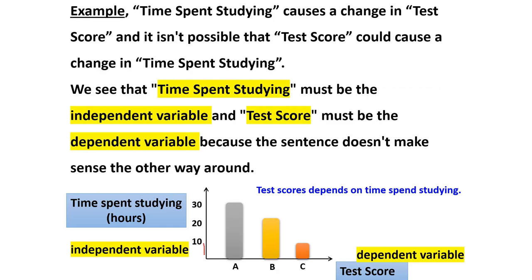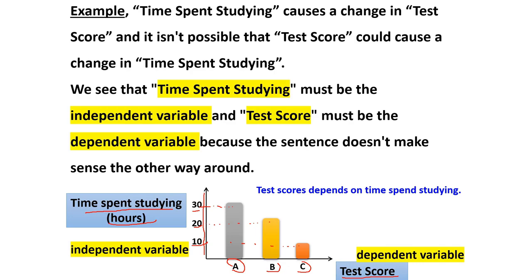If we look in here on this graph, 10, 20, 30, these are hours. It's the time spent on studying. And if we look in here, A, B, and C, it's the test score. So if somebody studies 30 hours, they're more likely to have an A. If somebody studies 20 hours, they're likely to have a B. If somebody studies 10 hours, they're likely to have a C on the exam.